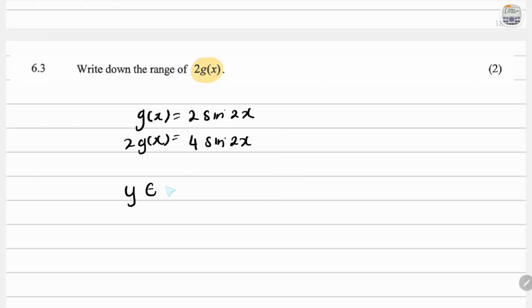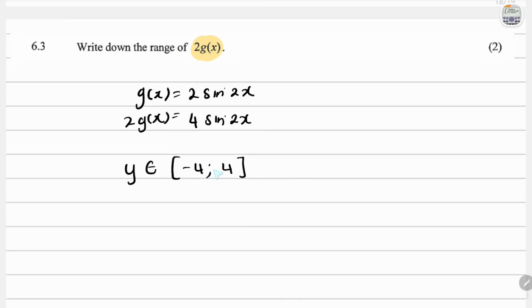So it's y is an element of, and you see because it goes up to 4, the lowest value would be negative 4 and the highest would be 4. And of course we're using square brackets because at these y values, negative 4 and 4, you're going to have actual points that have these y values. So we use square brackets. So that is the answer over there.